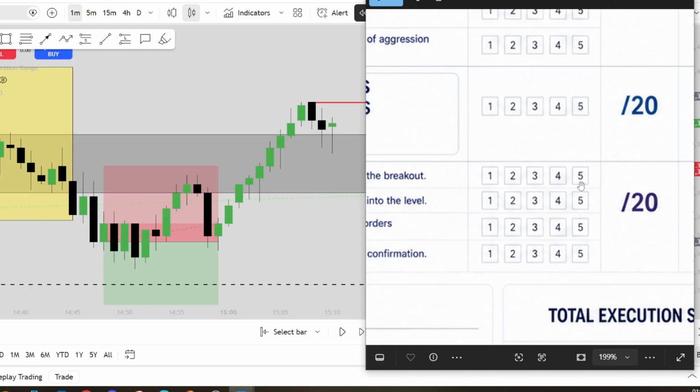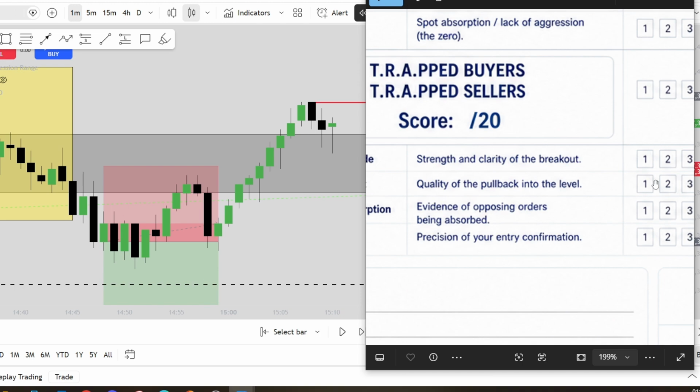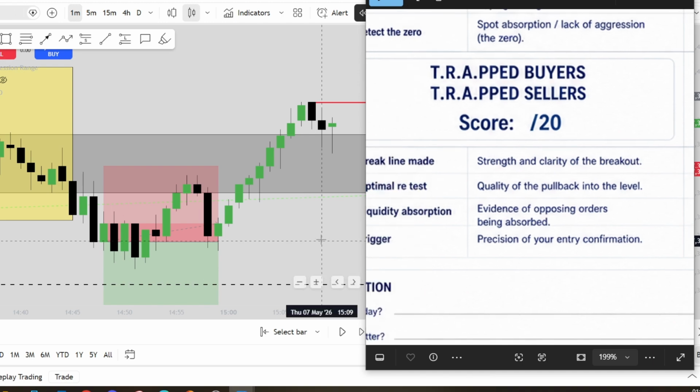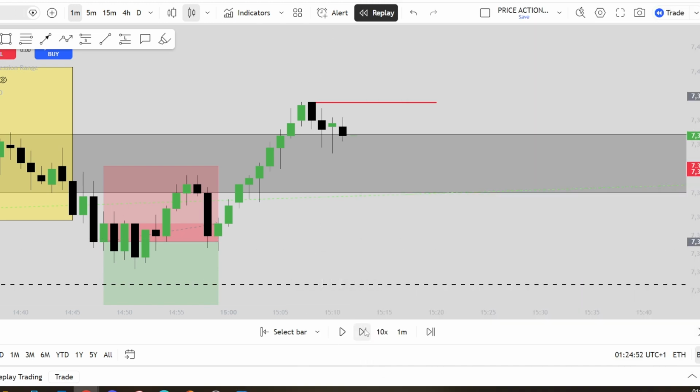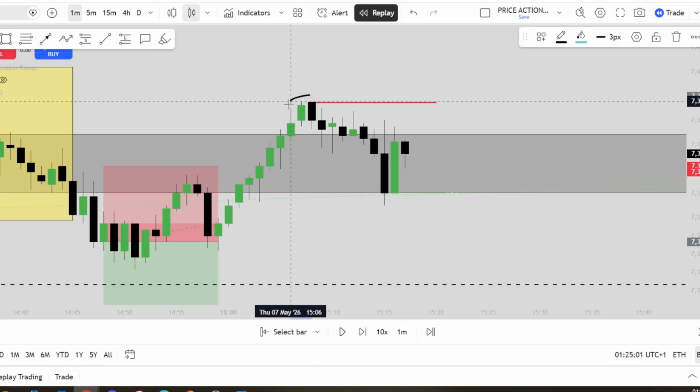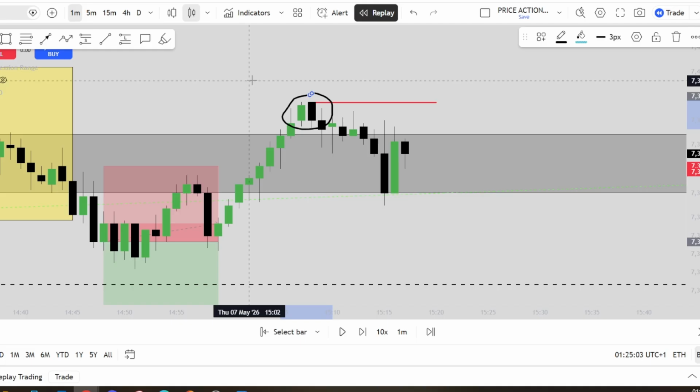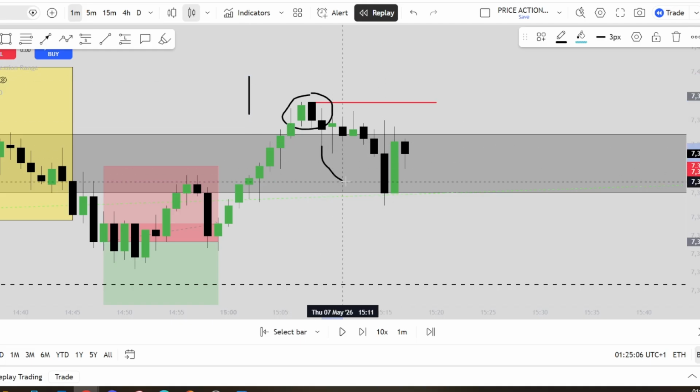Are you following me there? Okay, fantastic. Now, quality of pullback into the level. To see a good pullback, you want to see at least two candles. Hopefully here you can see it's a lot more than two. So this is step 1. Step 1 is the break. Step 2 is the optimal retest.